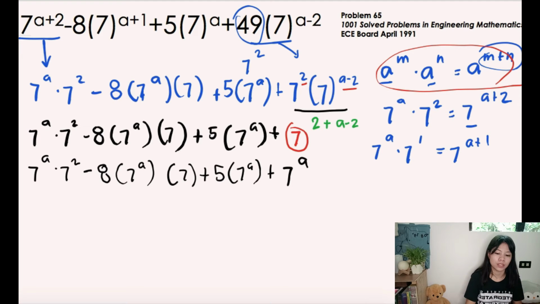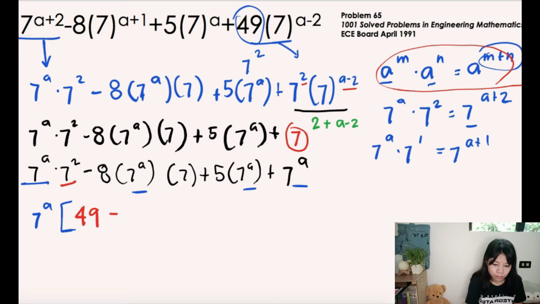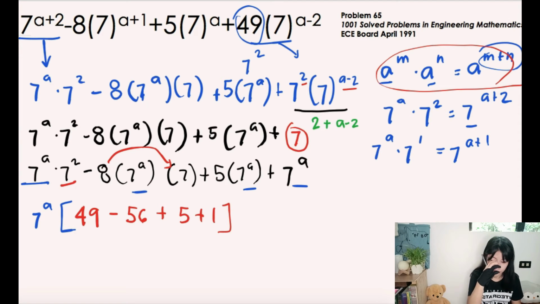Para masimplify natin siya. Pare-pareho silang may 7 raised to a. Kaya pwede natin siyang i-factor out for a while. Okay, so let's factor out 7 raised to a. Yan, 7 raised to a. Tapos, i-multiply natin siya dun sa mga naiwan niya. May mga naiwan niya, itong si 7 squared which is also equal to 49. So, let's put 49 here. Minus 8 times 7 equal po siya sa 56. Plus 5 plus 1.